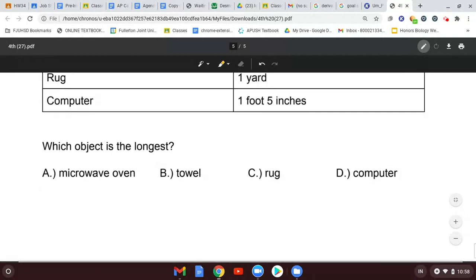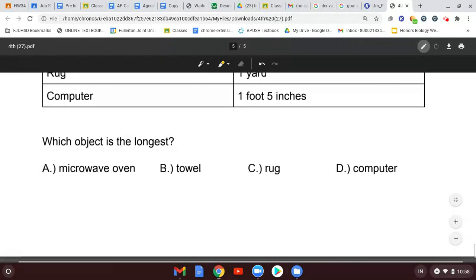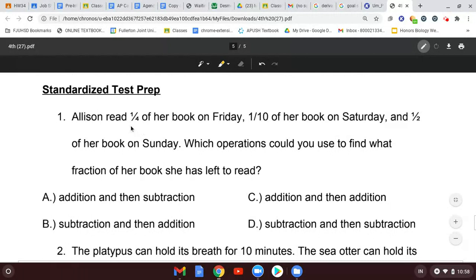Oh, test prep. Okay. Let's do number 1, and that'll be it. Allison read 1/4 of a book on Friday, 1/10 of a book on Saturday, and 1/2 of a book on Sunday. Which operations could you use to find what fraction of a book she has left to read?